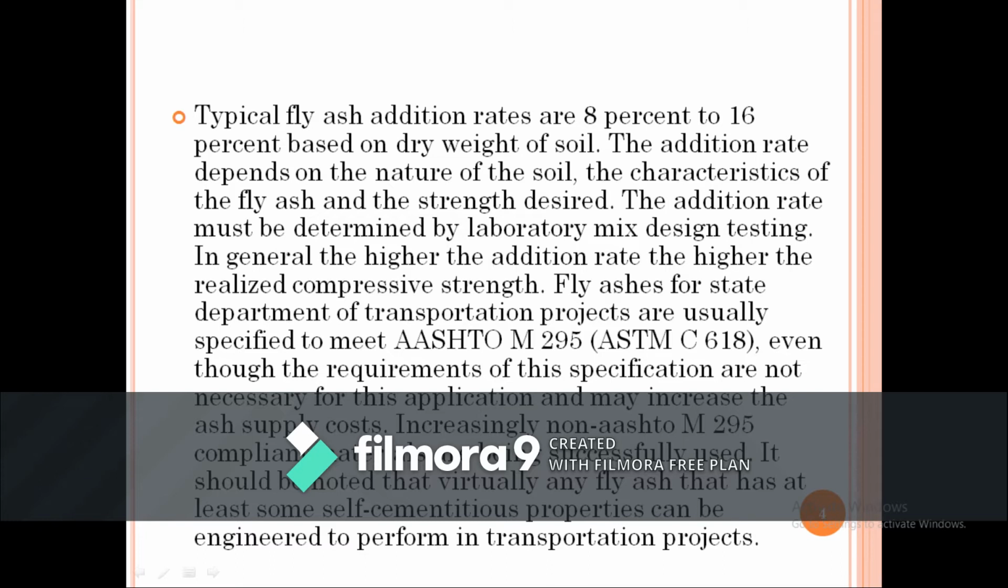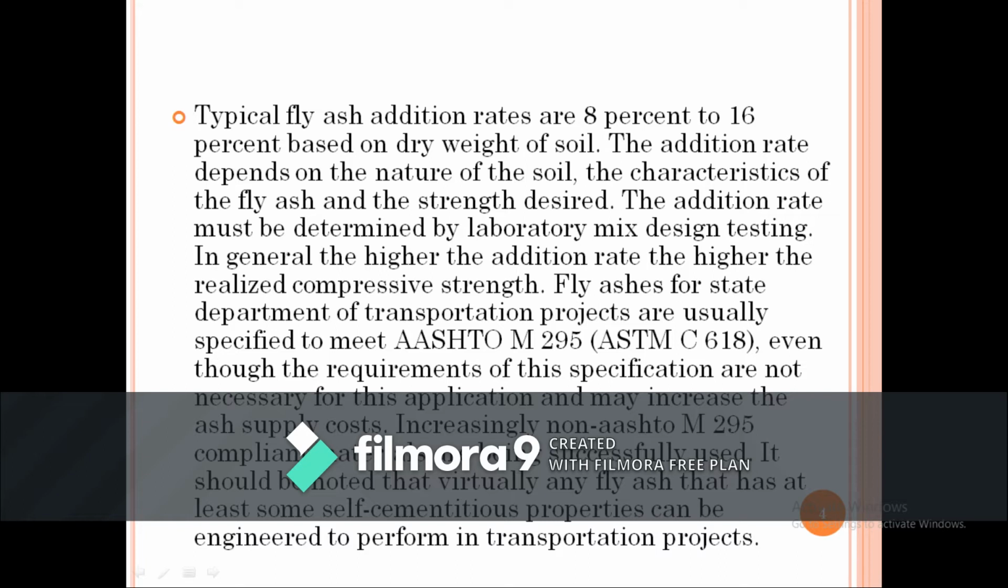Now, the fly ash for State Department of Transportation projects is usually specified to meet ASTM M295, even though the requirements of this specification are not necessary for this application and may increase the fly ash supply costs. So, here fly ash usage has to meet the ASTM M295 specification. If it is not necessary but has been made necessary, because of this the ash supply costs also increase.